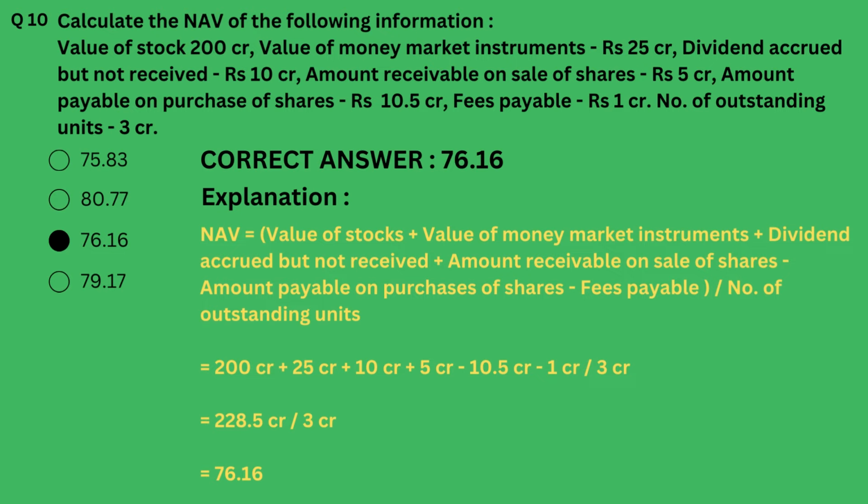The formula of NAV is value of stock plus value of money market instrument plus dividend accrued but not received plus amount receivable on sale of shares minus amount payable on purchase of shares minus fees payable, divided by number of outstanding units. So the amount is 200 crore plus 25 crore plus 10 crore plus 5 crore minus 10.5 crore minus 1 crore, divided by 3 crore, which is equal to 228.5 crore divided by 3 crore. So the NAV is 76.16.